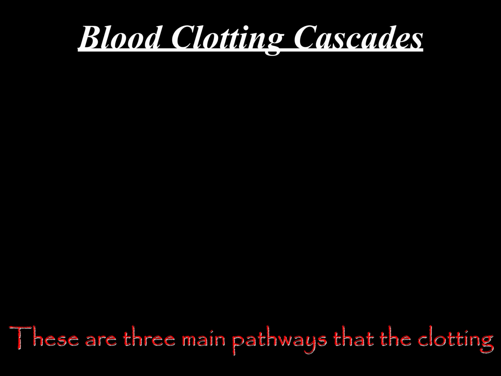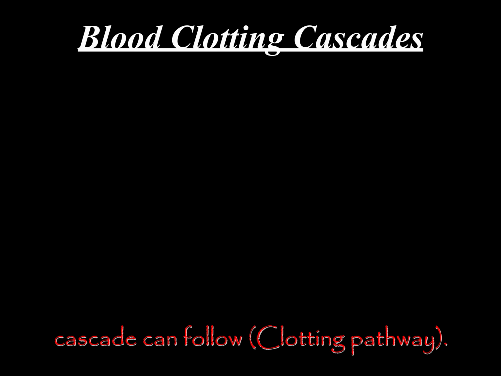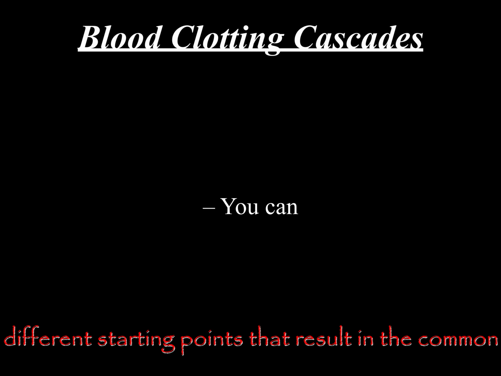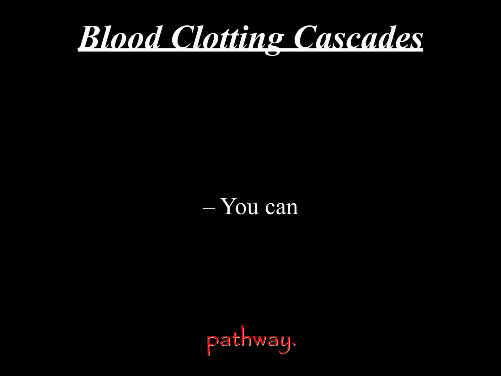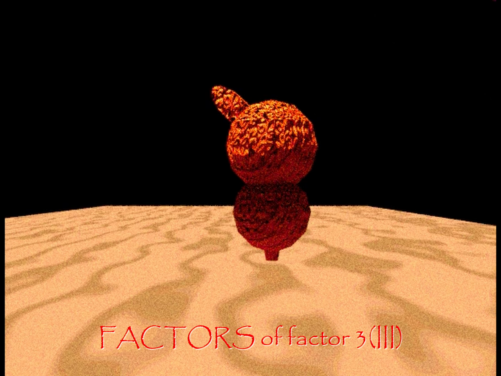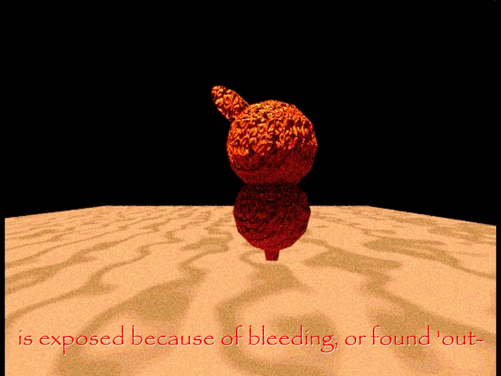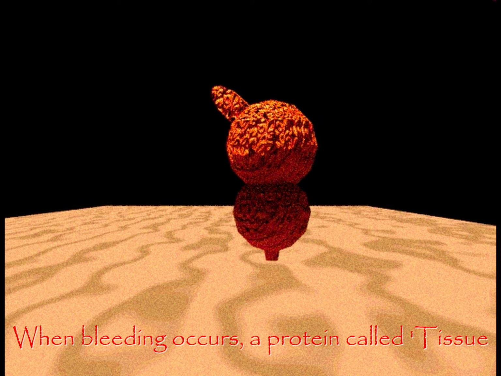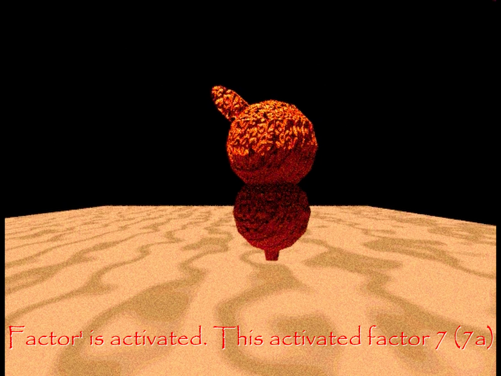There are three main pathways that the clotting cascade can follow, aka the clotting pathway. The extrinsic and intrinsic pathways act as different starting points that result in the common pathway. First off, the extrinsic pathway begins when tissue factor, or factor 3, is exposed because of bleeding or found outside of the blood. When bleeding occurs, a protein called tissue factor is activated.